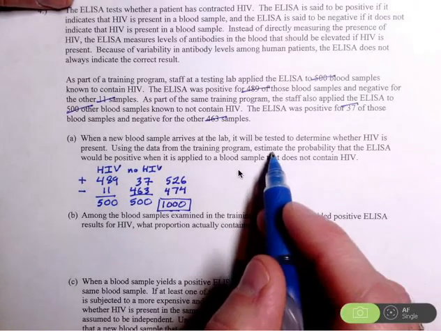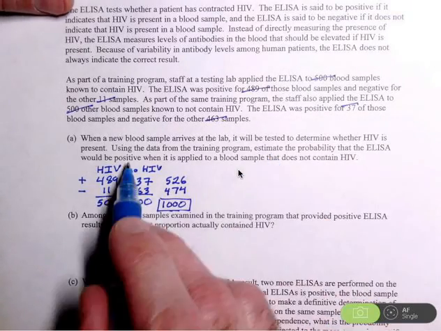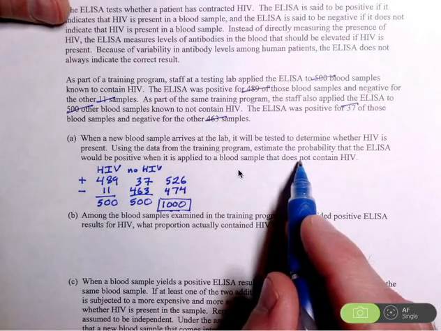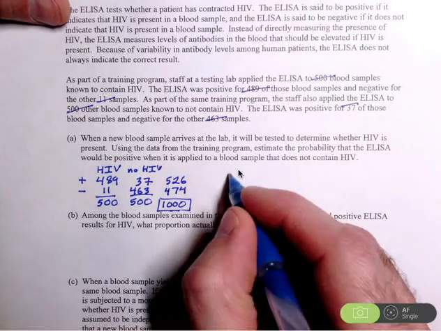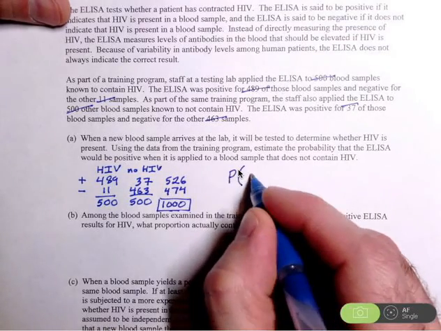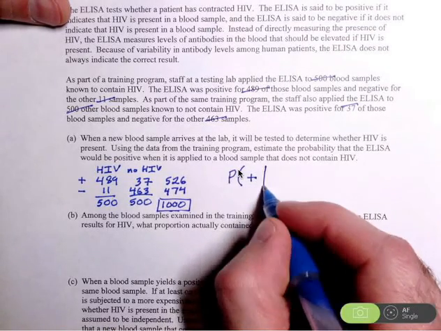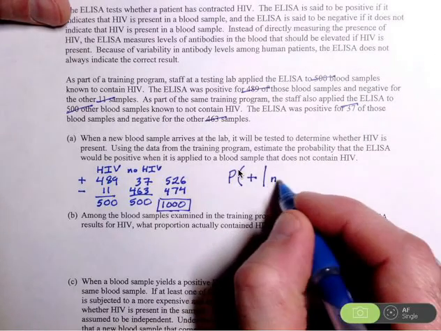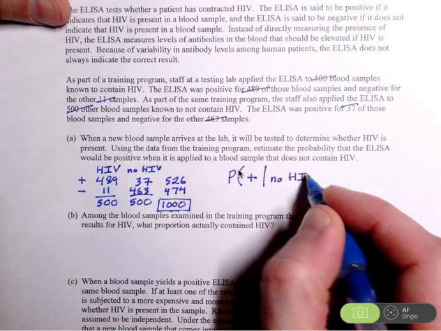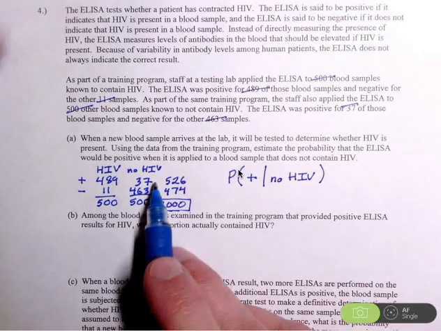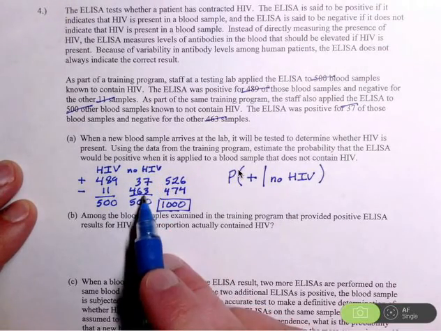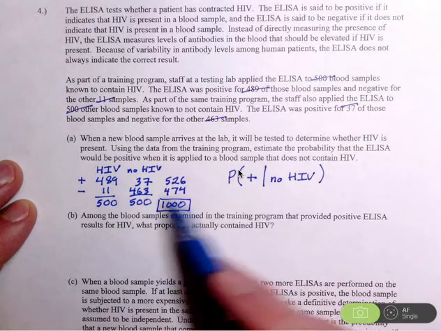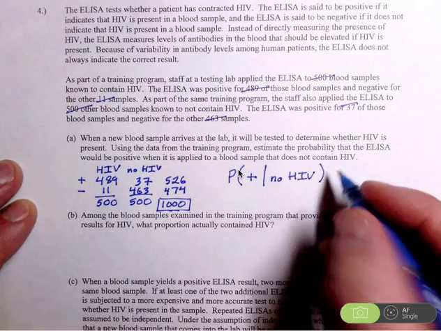So to estimate the probability that we get a positive test result under the condition that it's applied to a blood sample that does not contain HIV, we want the probability of a positive test result given that it's applied to a blood sample that does not contain HIV. So we want to look at the no HIV column. In that column, the likelihood of a positive test is 37 out of 500.